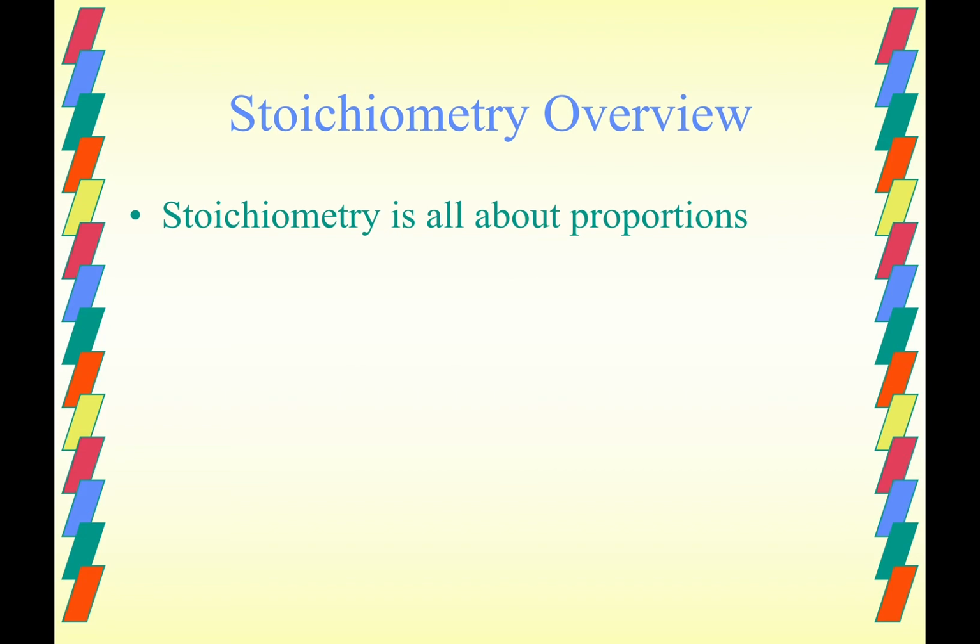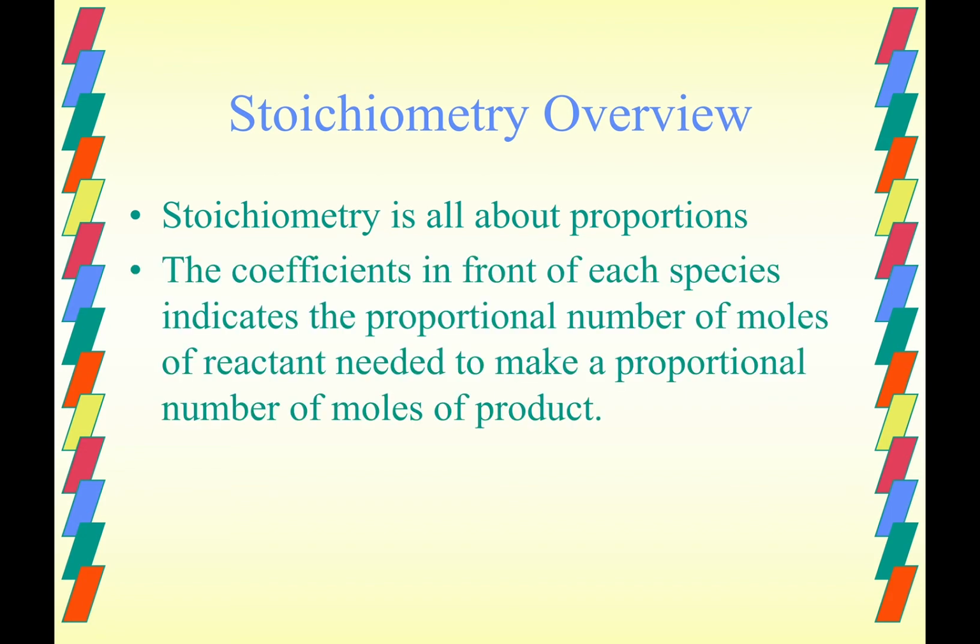Well, stoichiometry is all about proportions. And I like to liken it to cooking, which I will share a story about in a moment here. But the coefficients in front of a species in a chemical equation indicate the proportional number of moles of reactant that we need to make a proportional number of moles of products.